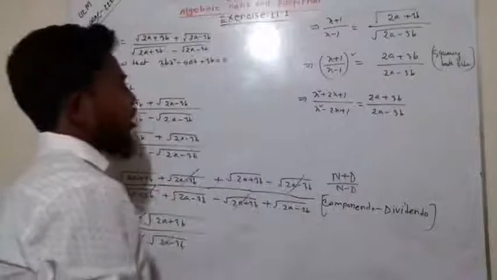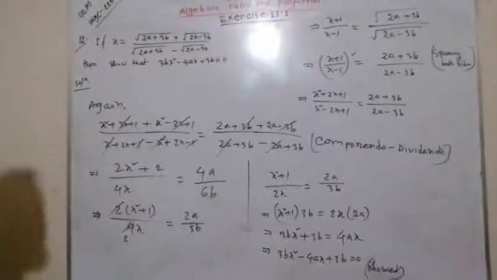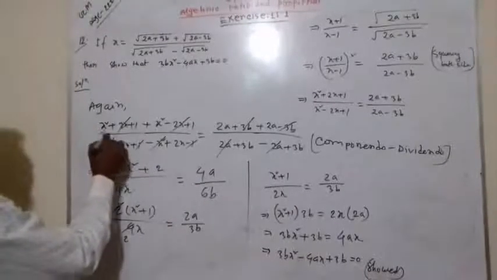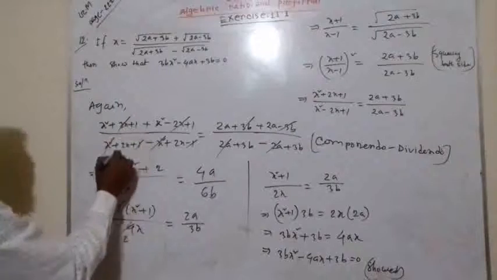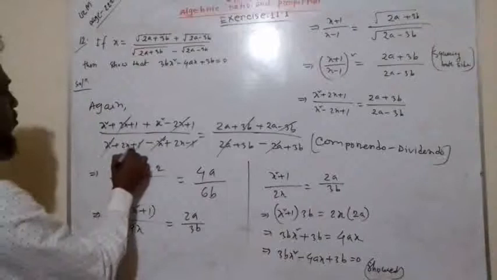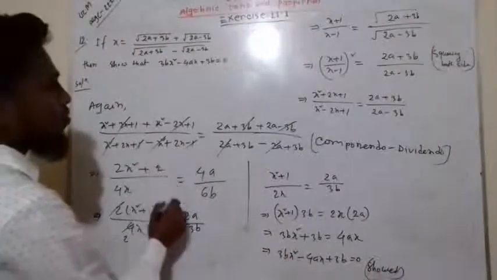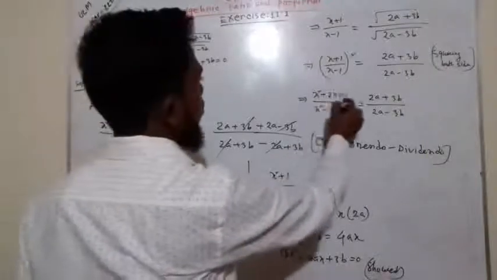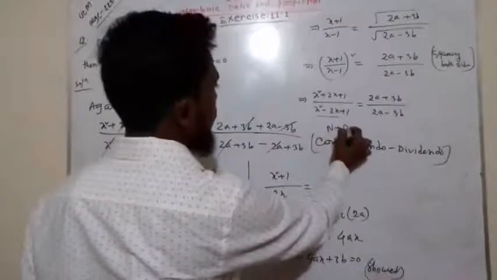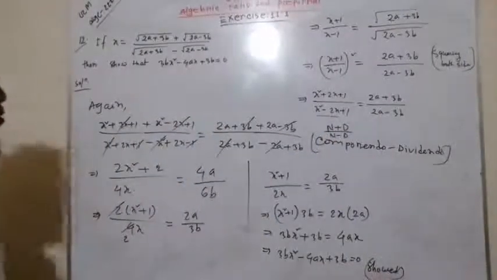So now we multiply this term again by componendo and dividendo: x square plus 2x plus 1 plus x square minus 2x plus 1, divided by x square plus 2x plus 1 minus x square minus 2x plus 1. This is the numerator, here the denominator. So numerator plus denominator divided by numerator minus denominator on both sides.